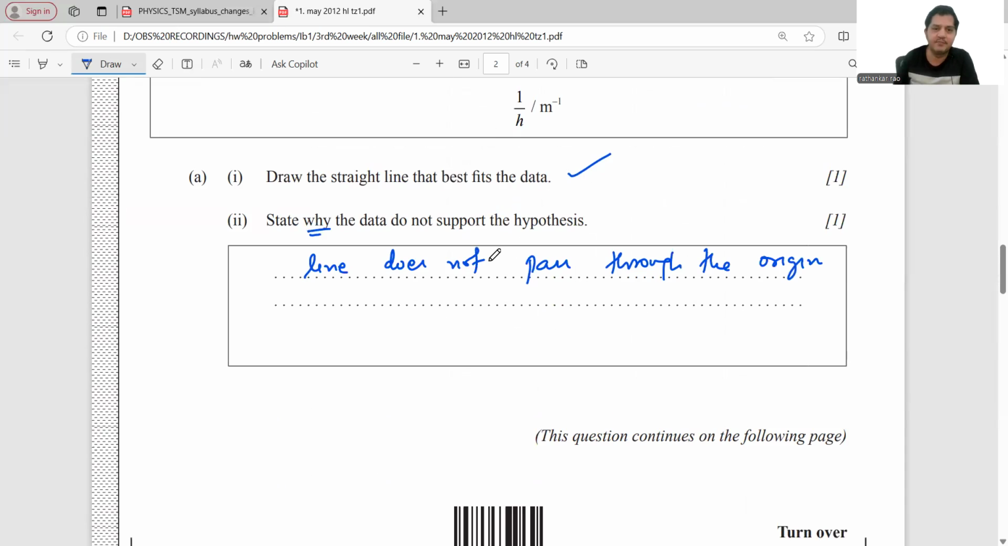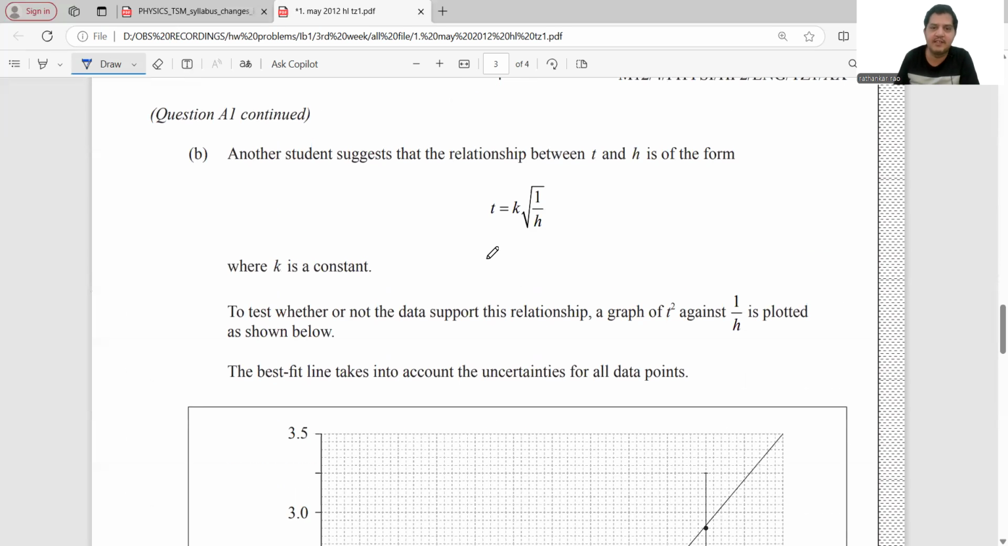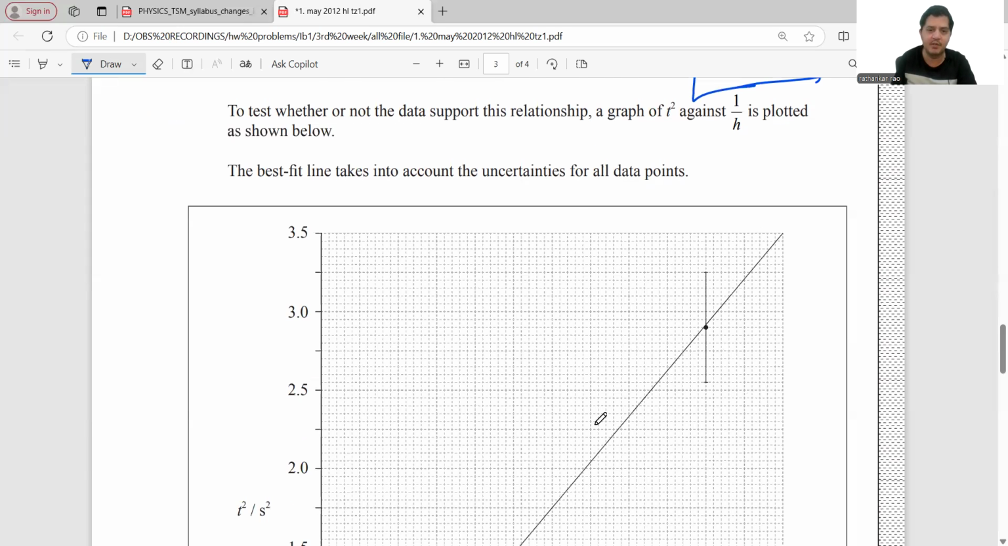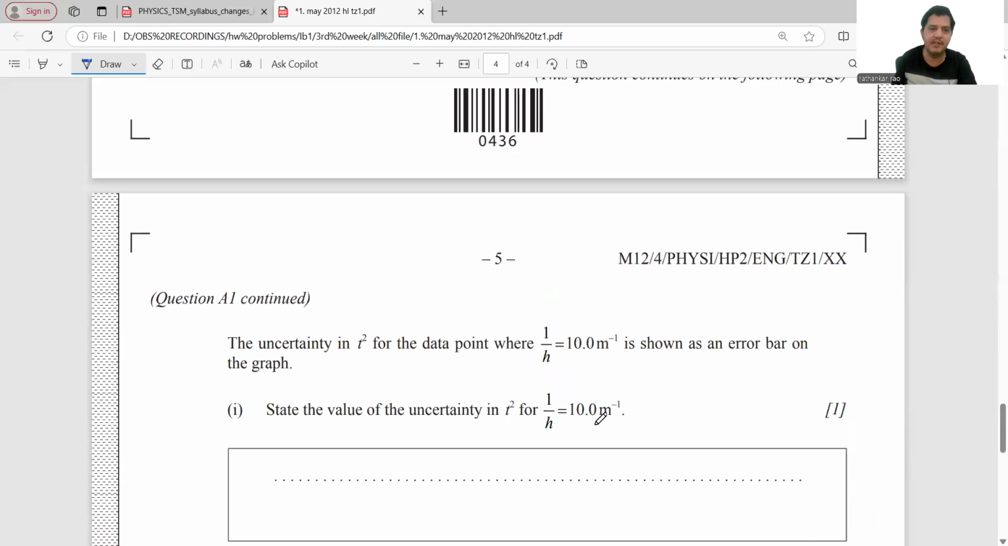Next, another student suggested the relationship between t and h is of the form t is equal to k into root of 1 by h, where k is a constant. To test whether or not the data supports the relationship, a graph of t square against 1 by h is plotted. Earlier, what did we plot? Earlier, we plotted a graph of t versus 1 by h. Now, we are plotting t square versus 1 by h. The best fit line takes into account the uncertainties of all the data points. And then what is he asking?